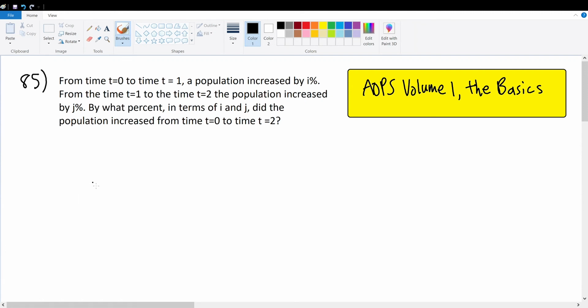From time t equals 0 to time t equals 1, a population increased by I%. From time t equals 1 to time t equals 2, the population increased by J%. By what percent, in terms of I and J, did the population increase from time t equals 0 to time t equals 2?